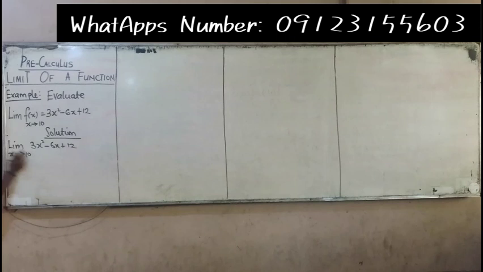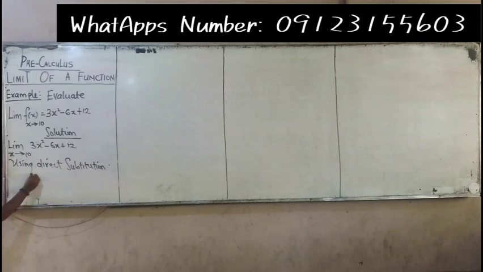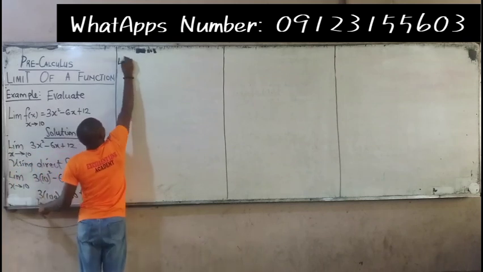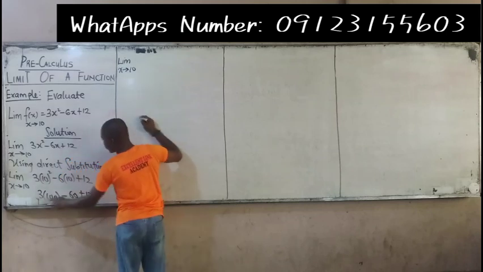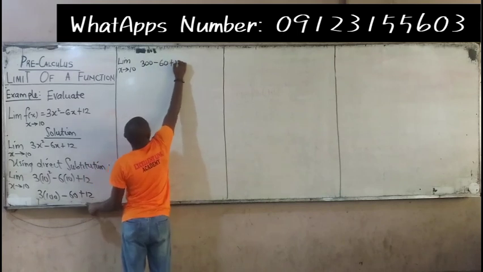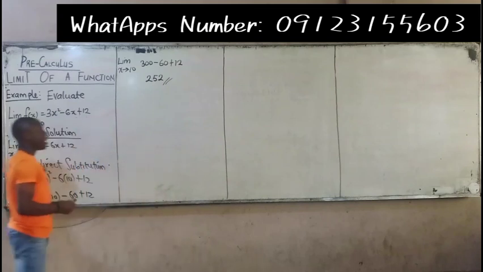So, using the direct substitution method, I have the limit as x approaches 10 to be 3 into 10 to the power 2, minus 6 into 10, plus 12. Hence, at this point, I will have 3 into 100 minus 60 plus 12. So the limit as x tends to 10 will become 300 minus 60 plus 12, which is equal to 252 as my answer after solving this problem.